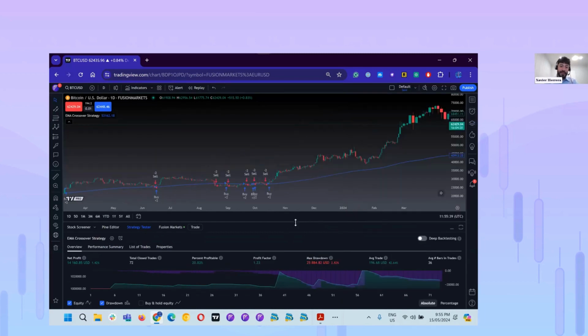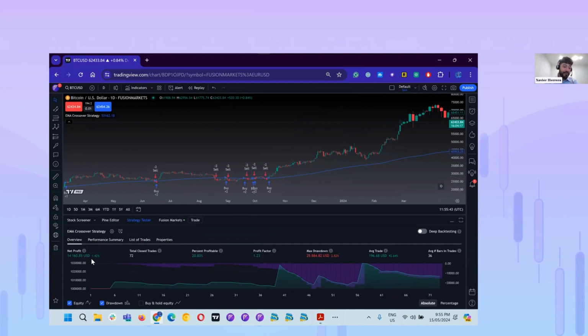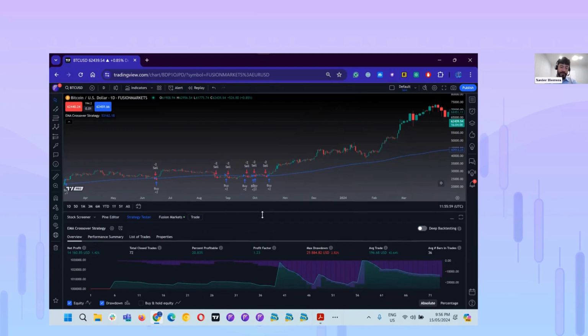In this instance, you can see that we've taken 72 trades. Our net profit is 14,000, so we're up 1.42%. Our percentage profitable is 20.83. We've got a profit factor of 1.23, which is good, and a max drawdown of 2.52. So some pretty strong results there. So that's not a bad code.